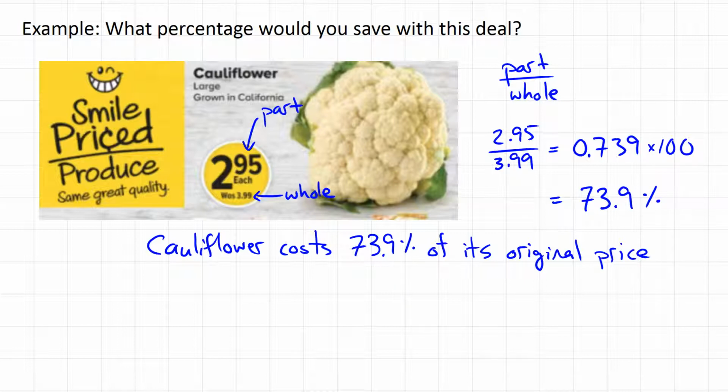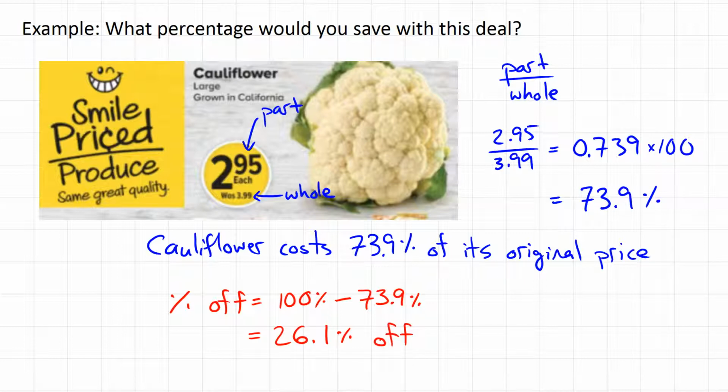What percent off is that? Well, the way we do that is that the percent off is equal to, if its original value was 100%, well, now its value is 73.9% of that 100. So we subtract those two, and we find that the cauliflower is 26.1% off the original price. And so that's how you'll typically see a percent saving.